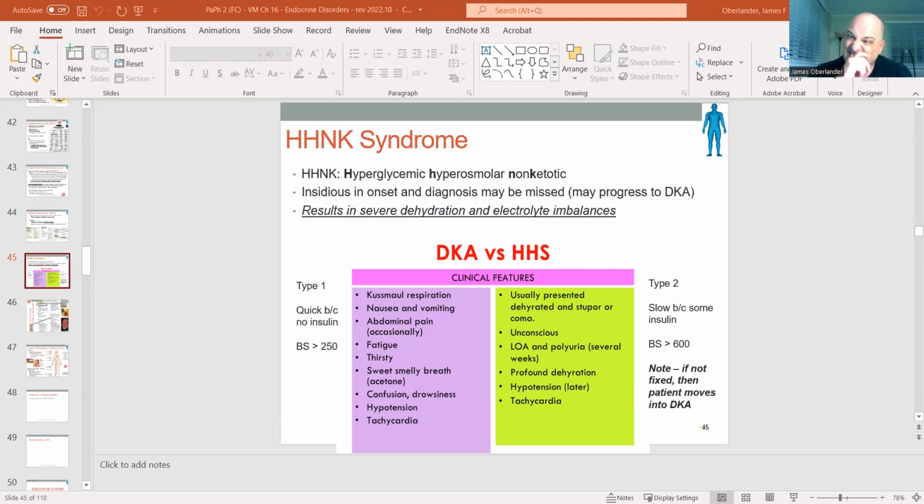Now, some of you might be looking at the slide going, wait a minute. But their unconsciousness or level of alertness is low with HHS also. Why is it low? Because it's not due to the acidosis here. This is an important process. Why is the level of consciousness, the neurostatus, diminished with HHNKS? It's on the slide.